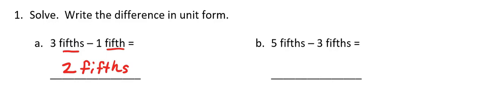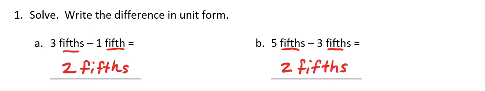Going across to problem B, I'm starting with 5 pieces, each piece is a fifth. From that, I'm going to subtract 3 pieces. Again, each piece is a fifth. Well, 5 minus 3 is 2. So I would end up with 2 pieces, and each piece is a fifth. 5/5 minus 3/5 equals 2/5. And again, that is considered unit form.